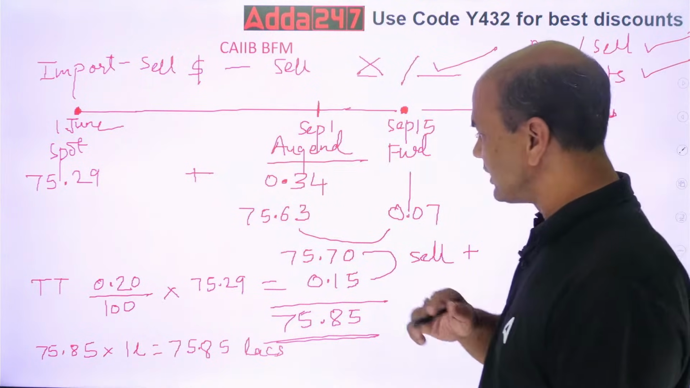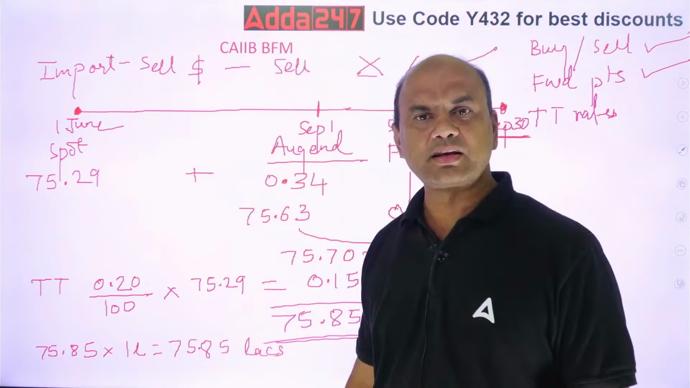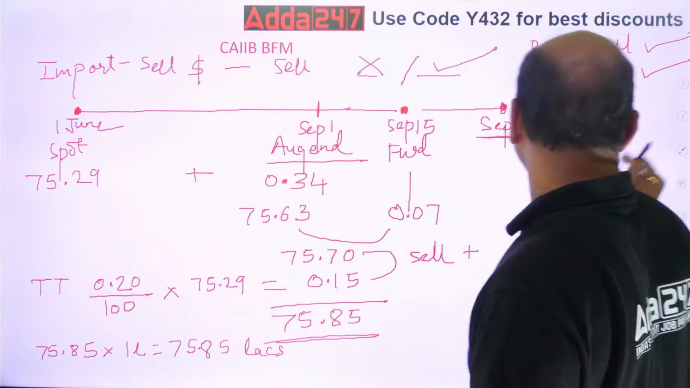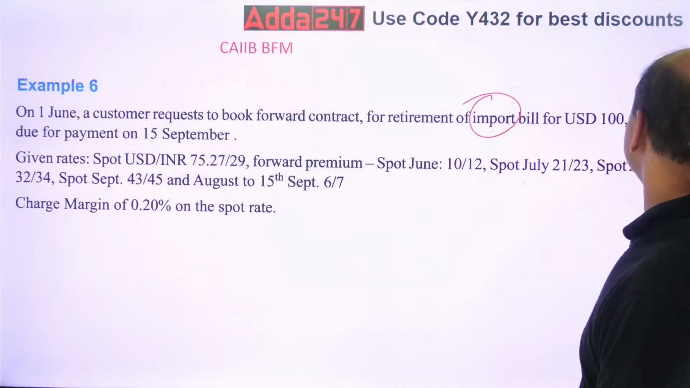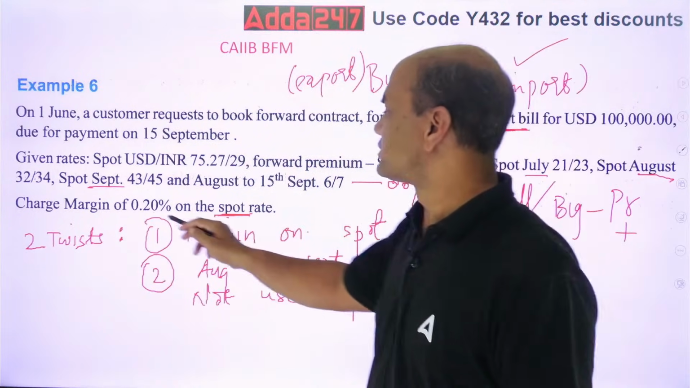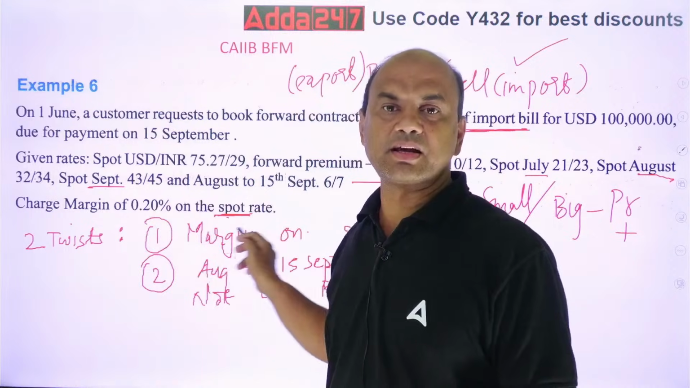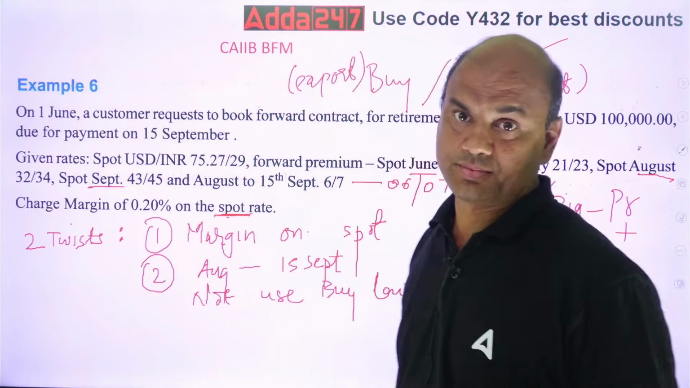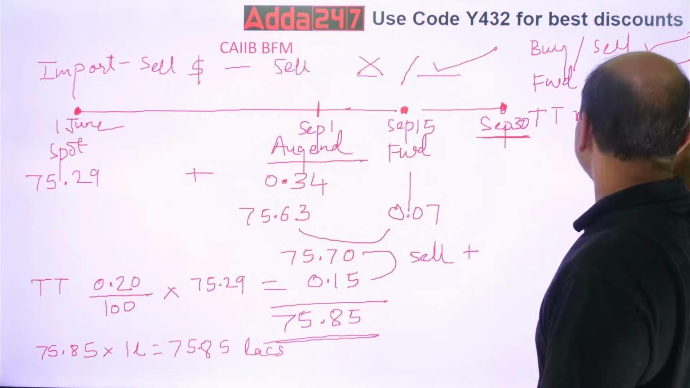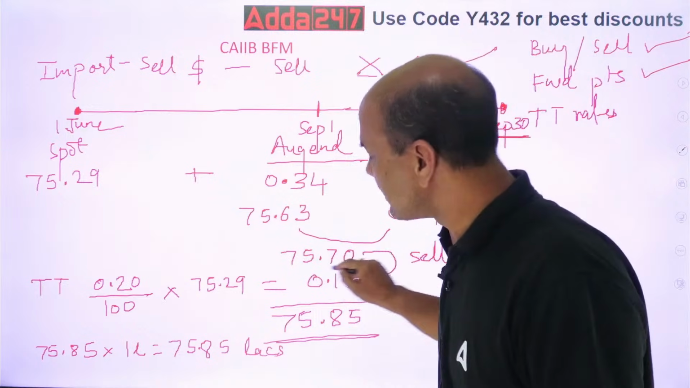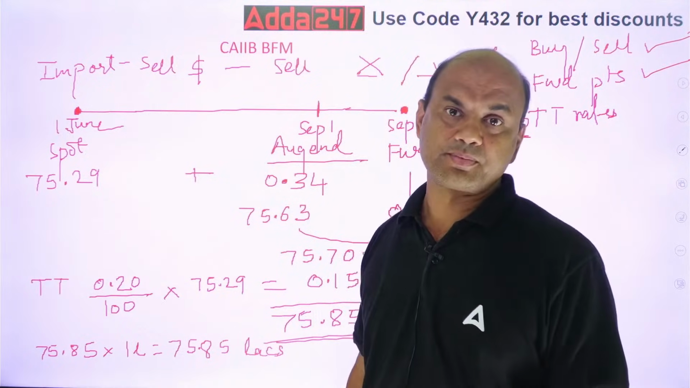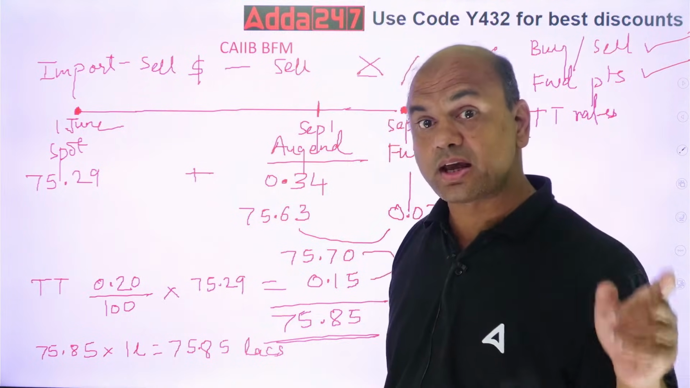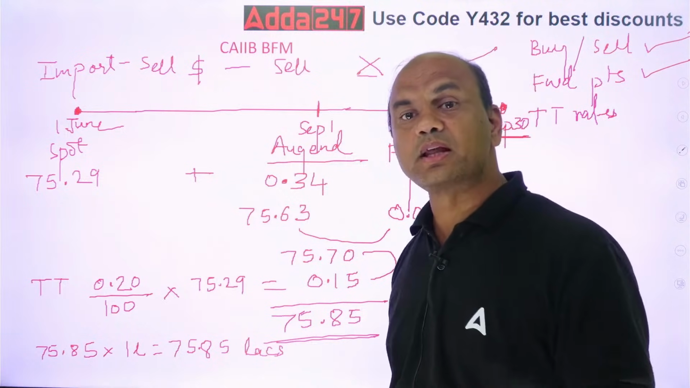Generally, now let me clarify this point. Whenever we calculate the TT margin, in this problem, what is given? See this over here: margin is to be calculated on the spot rate. It's clearly mentioned. Generally, we don't do this. Generally, we calculate it on this last rate, 75.70. Whatever you have achieved at the end, TT margin will be calculated on that end rate.